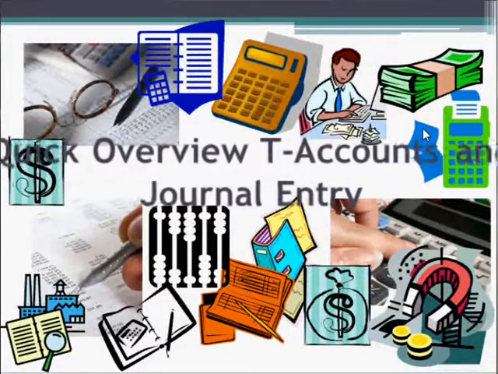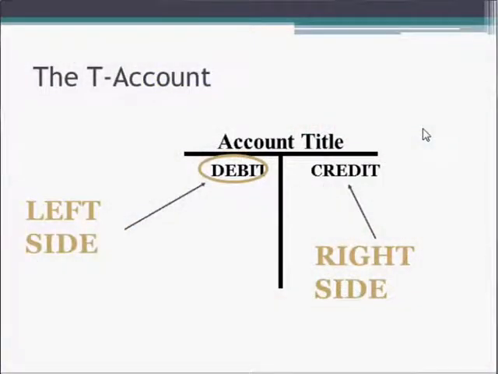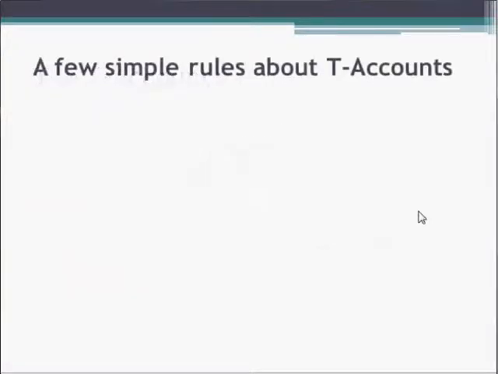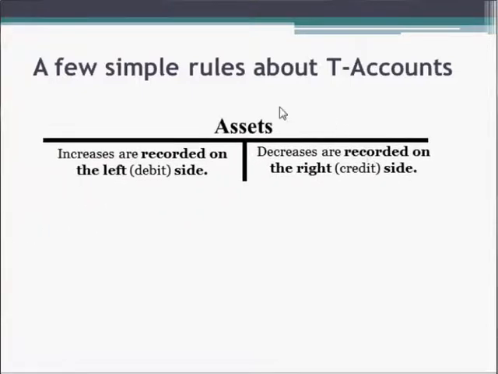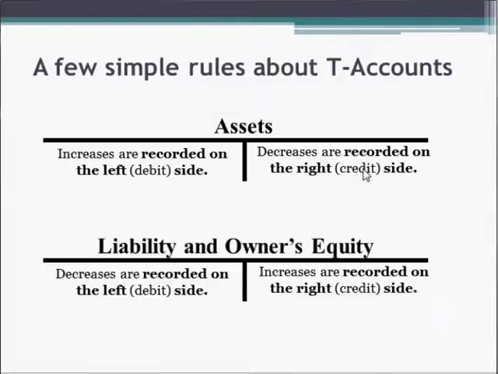Let's do a quick overview of T accounts and journal entry. So the T account, what have we got on a T account? We've got the account title on top, debit on the left side and credit on the right side. There are a few simple rules about T accounts. First of all, when we have assets, increases are recorded on the left debit side, while decreases are recorded on the right credit side. So positive on the left debit side and minuses on the right credit side. And for liabilities and owner's equity, decreases are recorded on the left debit side and increases are recorded on the right credit side.